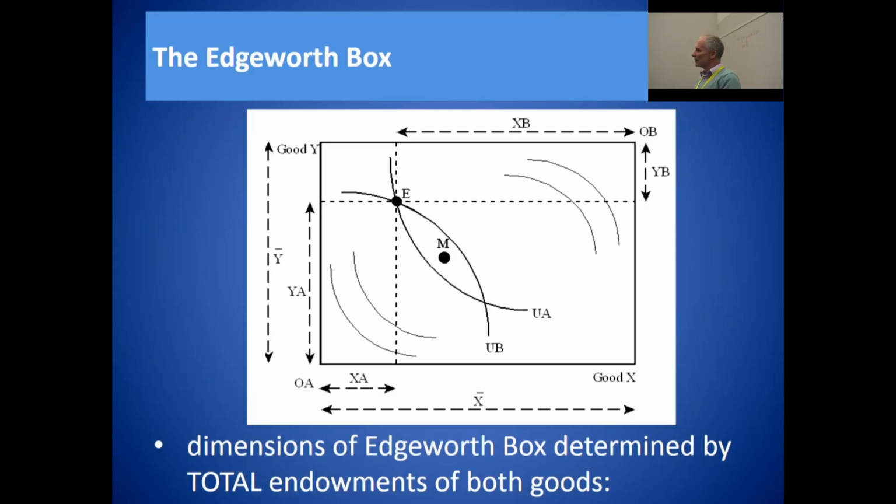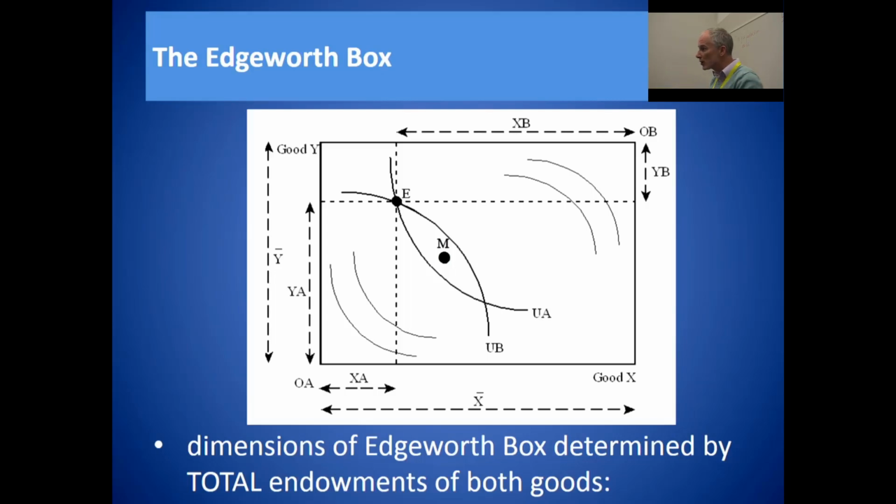Now, given that I've said person A has a fixed amount of good X, person B has a fixed amount of good X, person A has XA, person B has XB. Now, what do XA and XB add up to? Well, they equal the width of the Edgeworth box. The width of the Edgeworth box measures good X, the total availability of good X within the economy. And in the same way, the height of the Edgeworth box represents the total availability of good Y in the economy. And what determines the total availability of good Y? How much of good Y person A has and how much of good Y person B has.